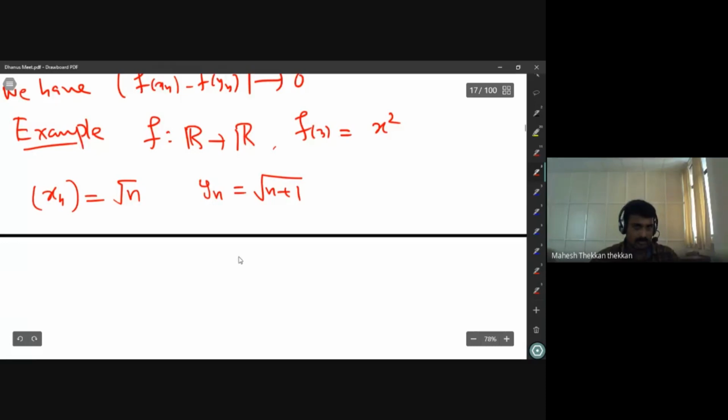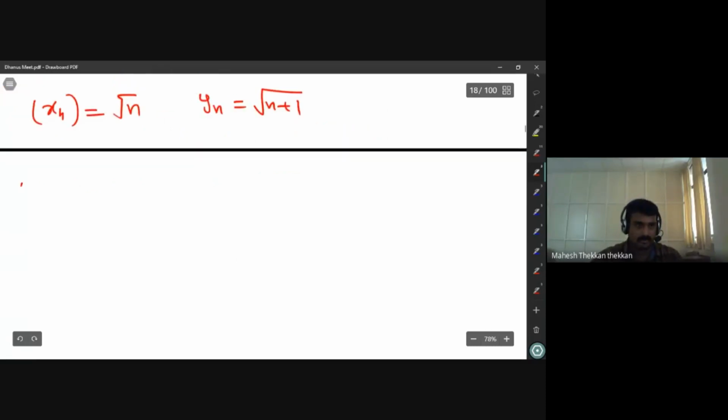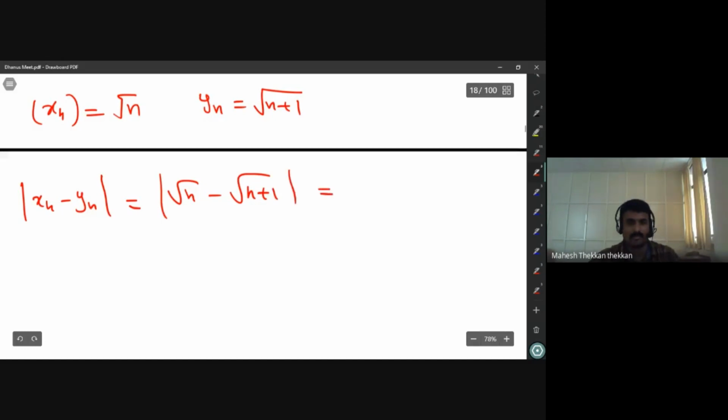So what happens to modulus of xn minus yn? This is modulus of root n minus root n plus 1. I use the conjugate multiplication, and then it will be 1 by root n plus root n plus 1. So as n tends to infinity, this goes to 0.